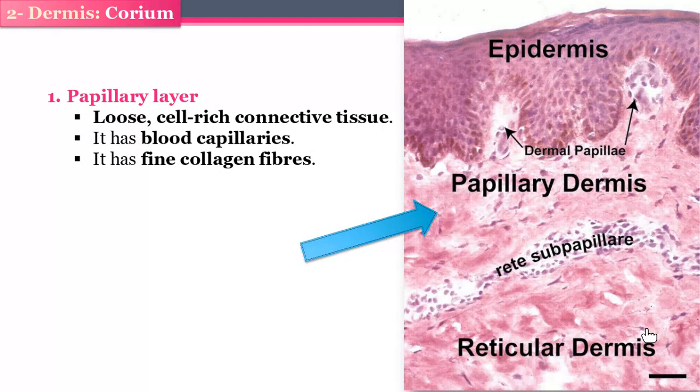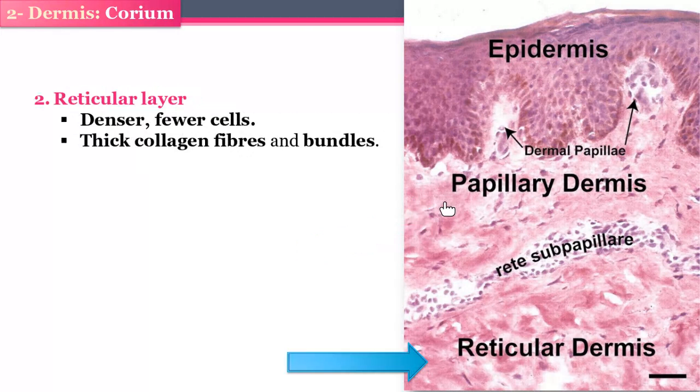Whereas if we see the next slide, that is the reticular layer, it is the deeper part. So it is denser with fewer cells. The number of cells is less, and it will have a greater number of collagen fiber bundles. So the difference between the papillary and reticular dermis: the papillary dermis is composed of more vascular supply and less collagen fibers, whereas the reticular dermis is composed of more collagen fiber and less blood supply. This is the basic difference. I hope these 2 layers are clear now, the papillary dermis and the reticular dermis.